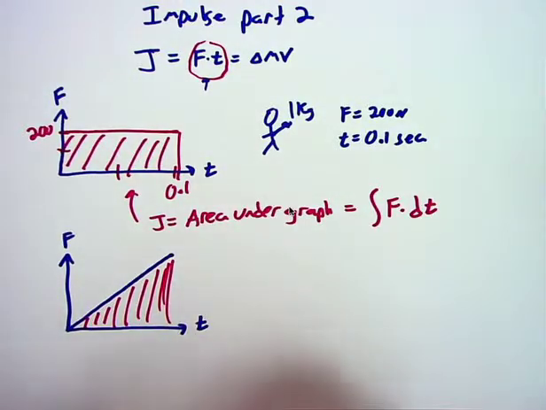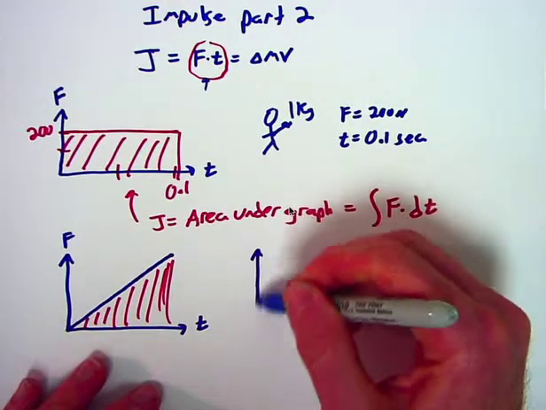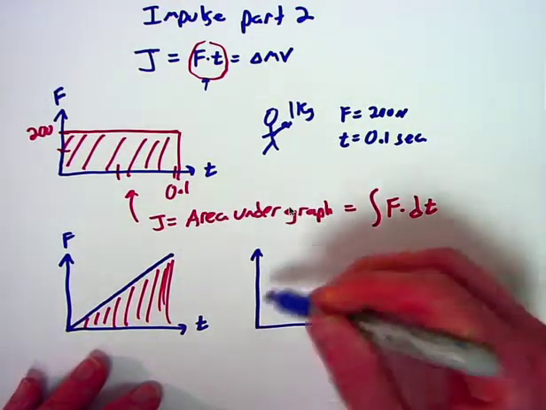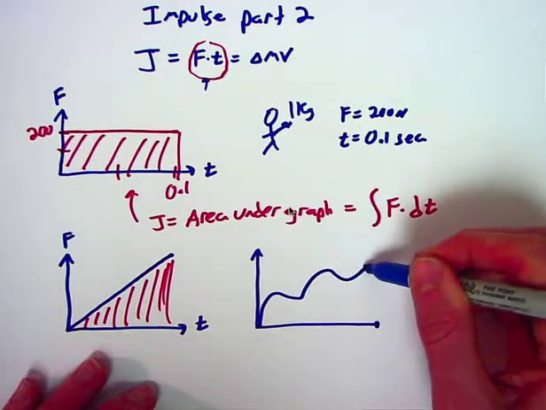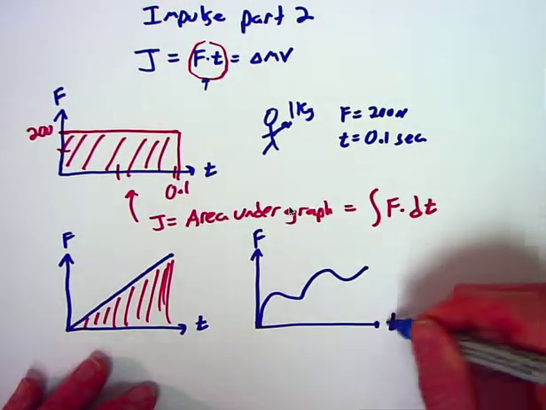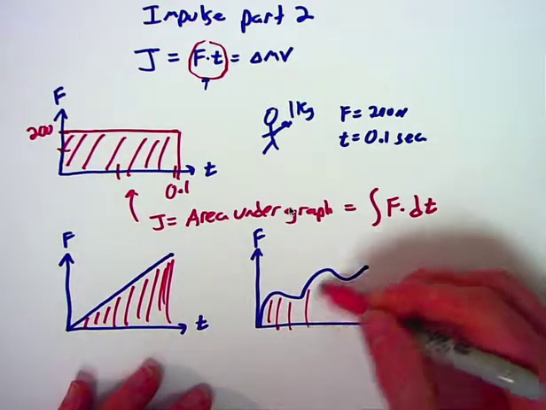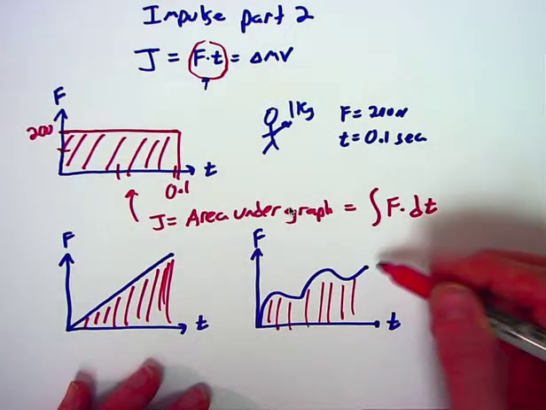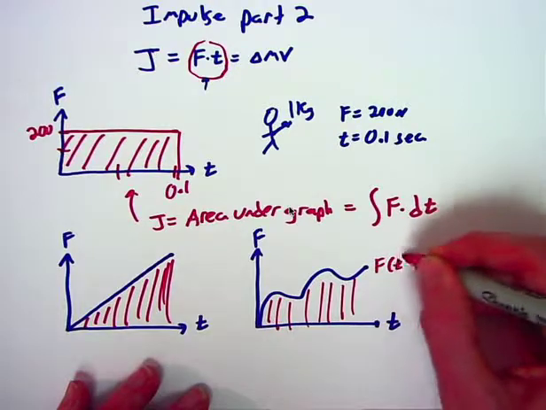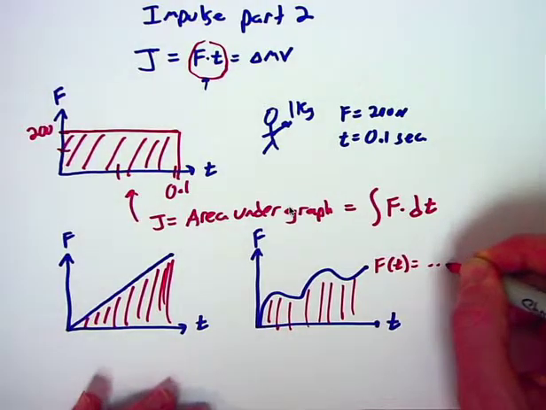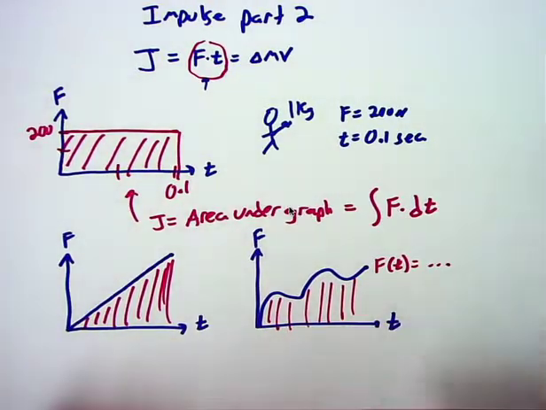Where you need calculus is if you have a graph where force is doing something funny, like that, force and time, and then you'd need some sort of calculus to do this. You'd have to know what the equation is for this graph. You'd have to have an F of t equals something. So let's do a quick example where you have a force that's not constant, it's a varying force.